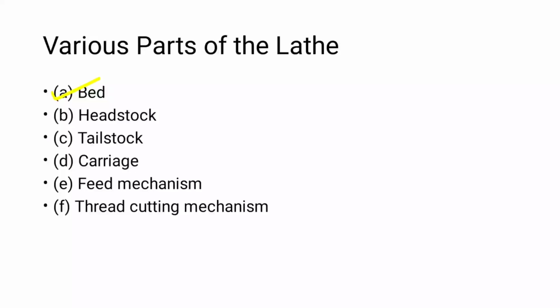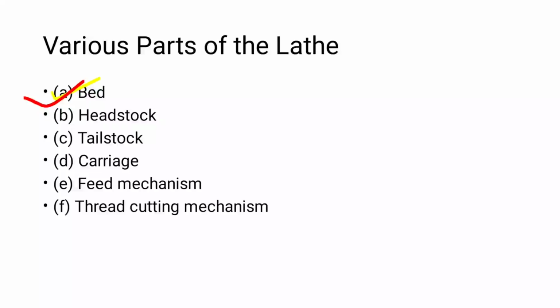Before discussing the various parts of lathe, there are many types of lathe machines also, which we will just discuss now. First is bench lathe, second is speed lathe, third is engine lathe, then comes your tool room lathe, turret lathe, automatic lathe, and special purpose lathes. So these are the 7 types of lathe machines.